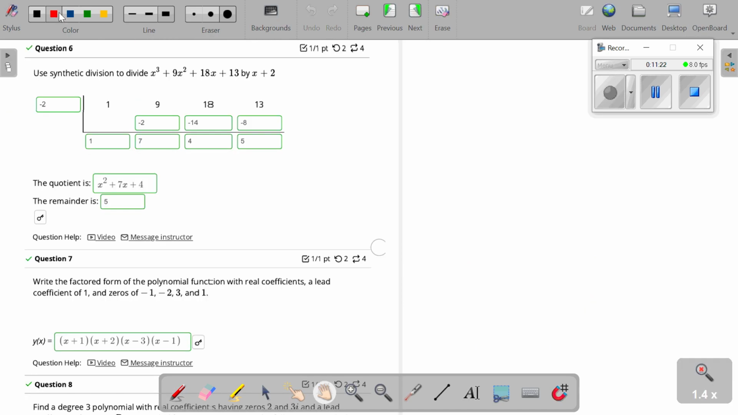Next question is asking us to use synthetic division to divide this polynomial by x plus 2.